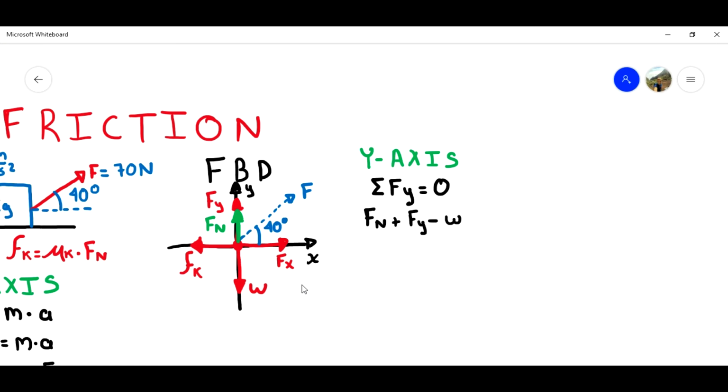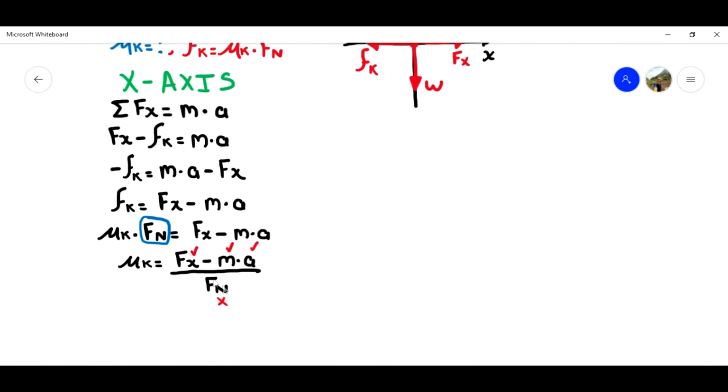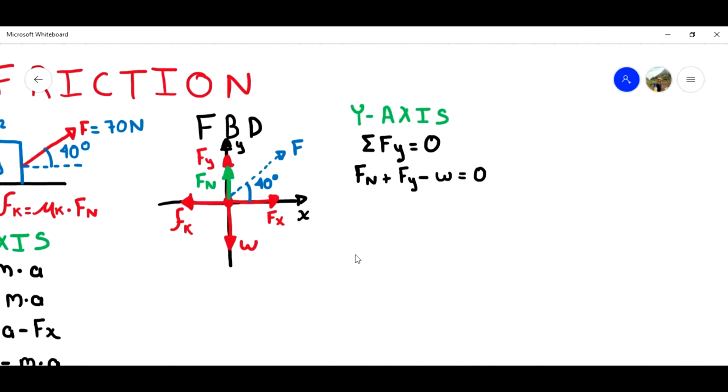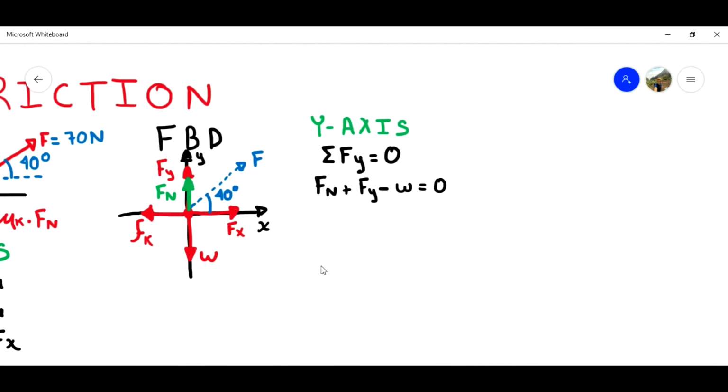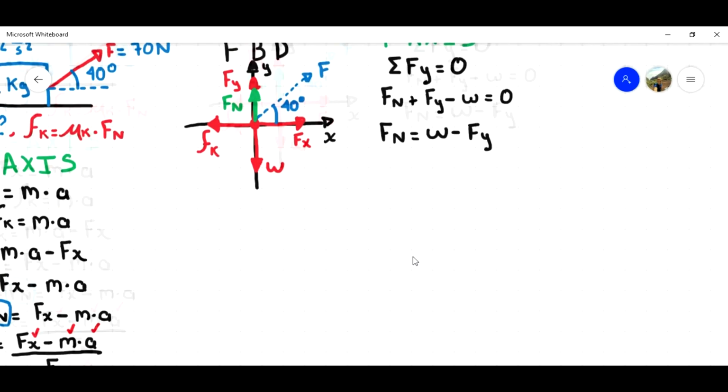minus weight equals 0. I'm going to isolate the normal force because that's the one that I need. If you see over here, that's the one that I need. Okay, so normal force equals the weight minus Fy. I just move the weight to the other side with opposite sign and also Fy with the opposite sign. Okay, so that's it.